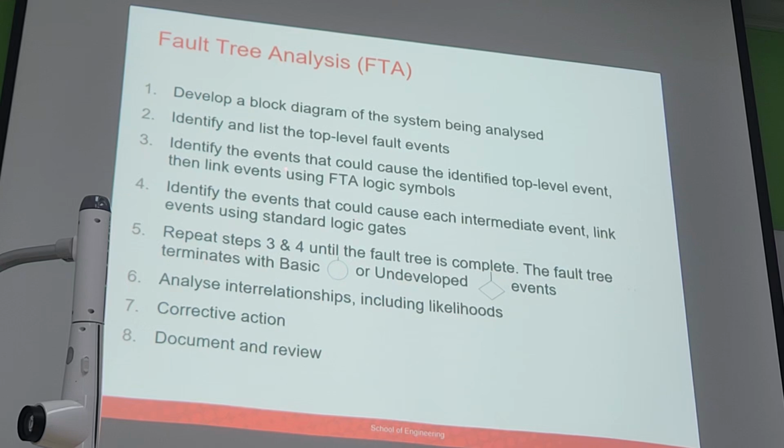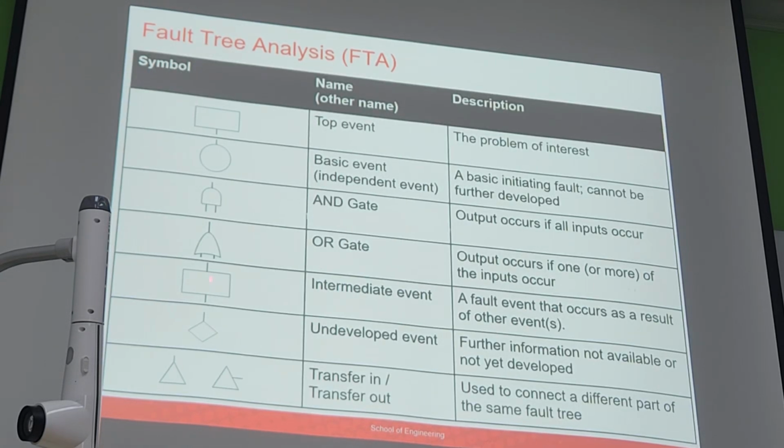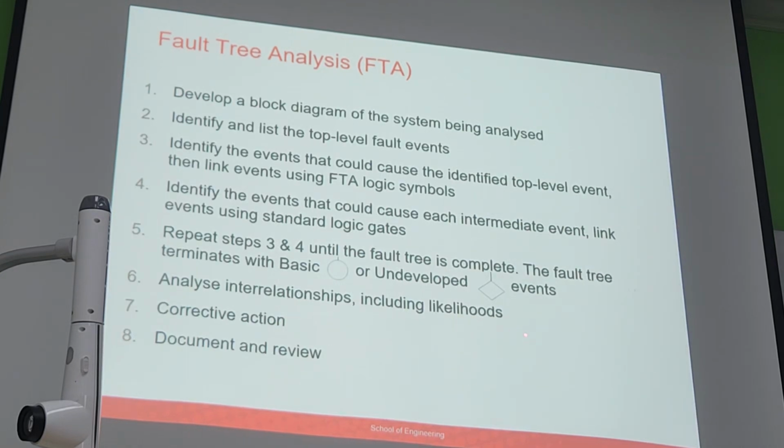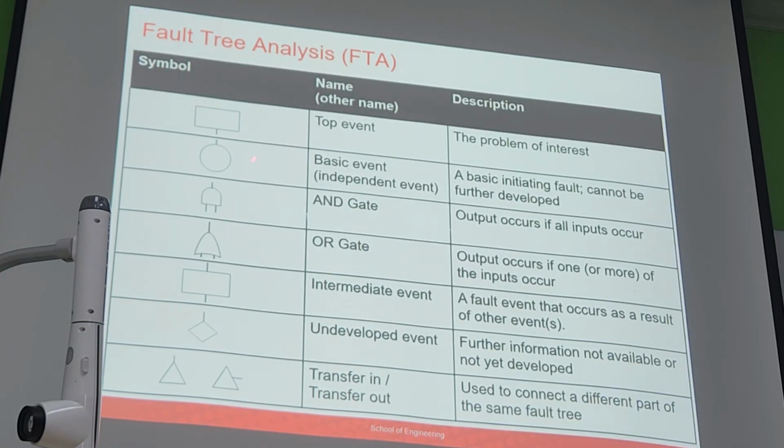Then identify events that could cause each intermediate event. Link events using the standard logic gates. Repeat 3 and 4 until the fault tree is complete. Once complete, it shows the basic events. Okay? Complete means this or this. It means basic event or undeveloped event. It means finish. I give you the example, you understand?